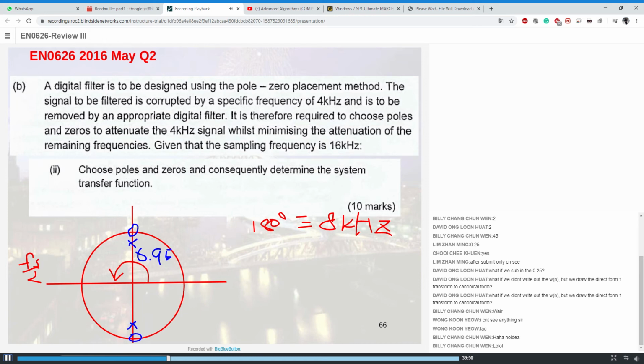Based on that placement, the zero locations are Z equals J and Z equals negative J, on the imaginary axis. On the other hand, the poles are Z equals 0.9J and Z equals negative 0.9J, whichever notation you prefer. Once you have these, you can form your H(z).